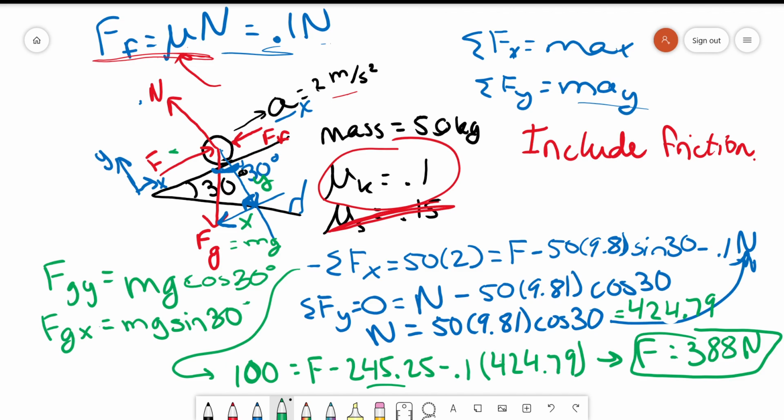I did this problem, the ball is being pushed up a hill, and I found the 2 forces required. The one without friction was less. It was 345 instead of 388. And that's because friction is obviously going to take away some of the force. So you're going to need more force to move the same block the same distance.